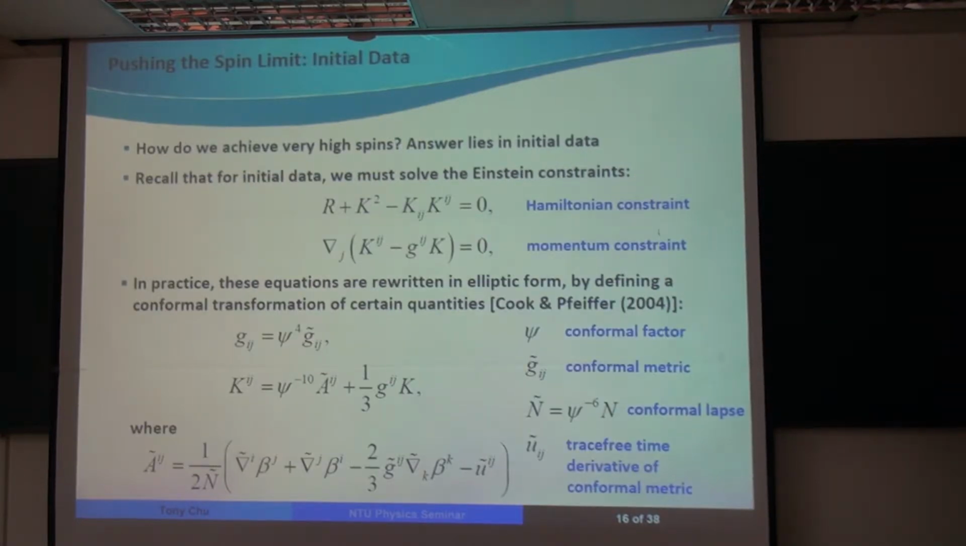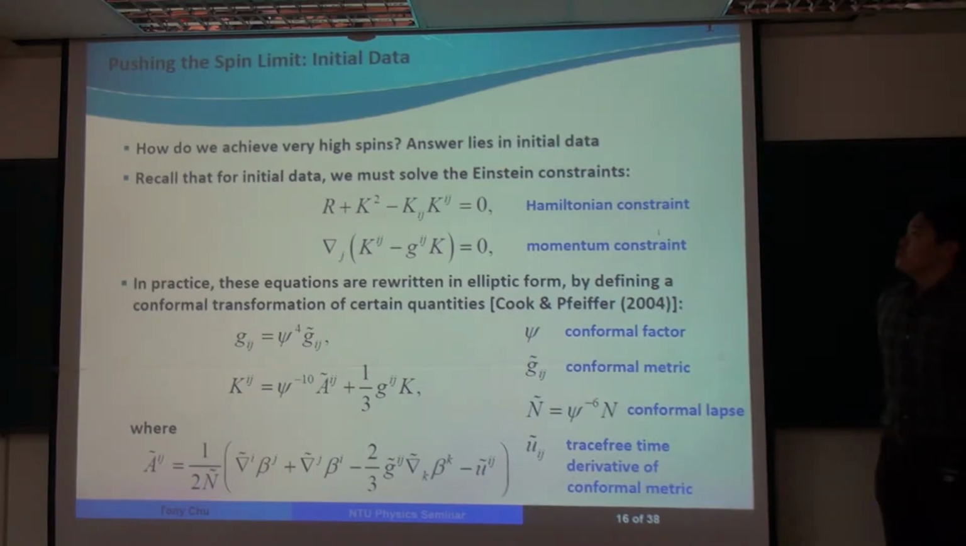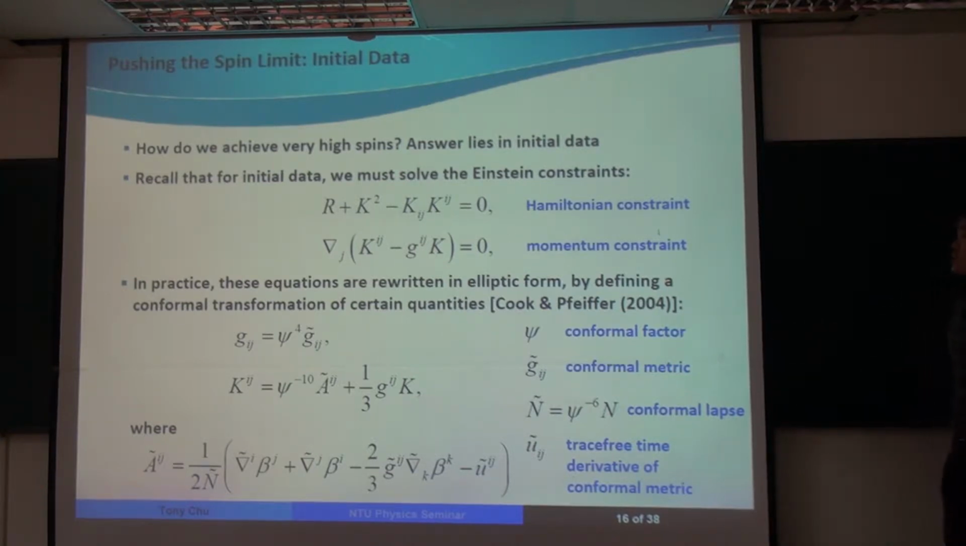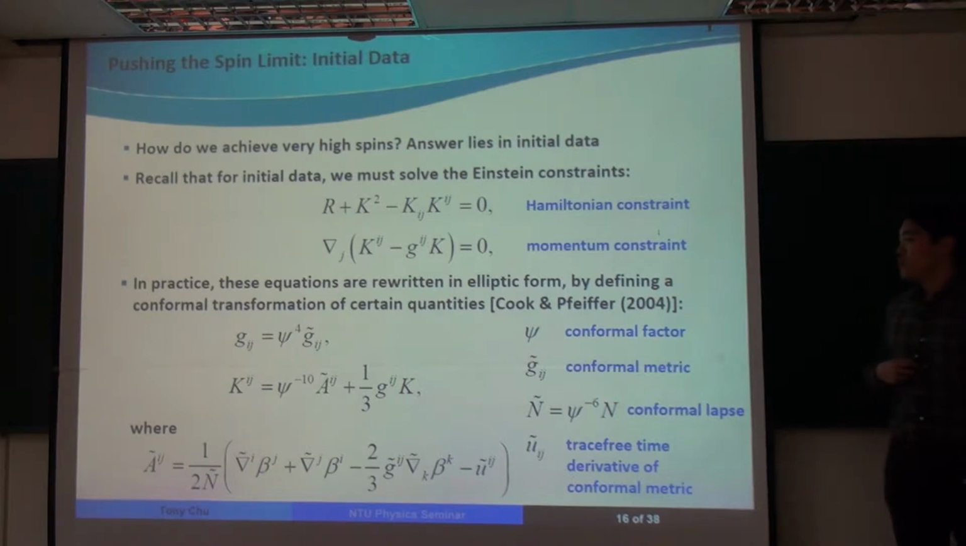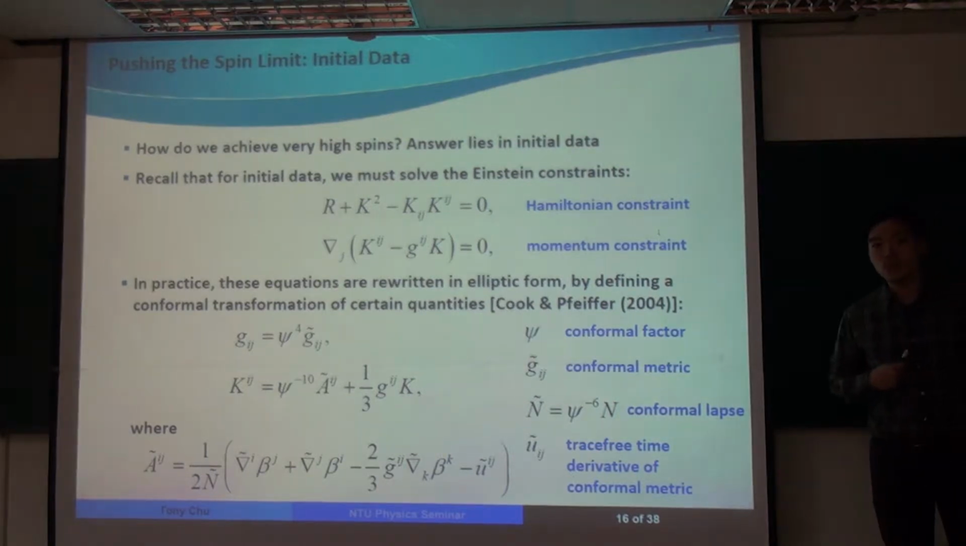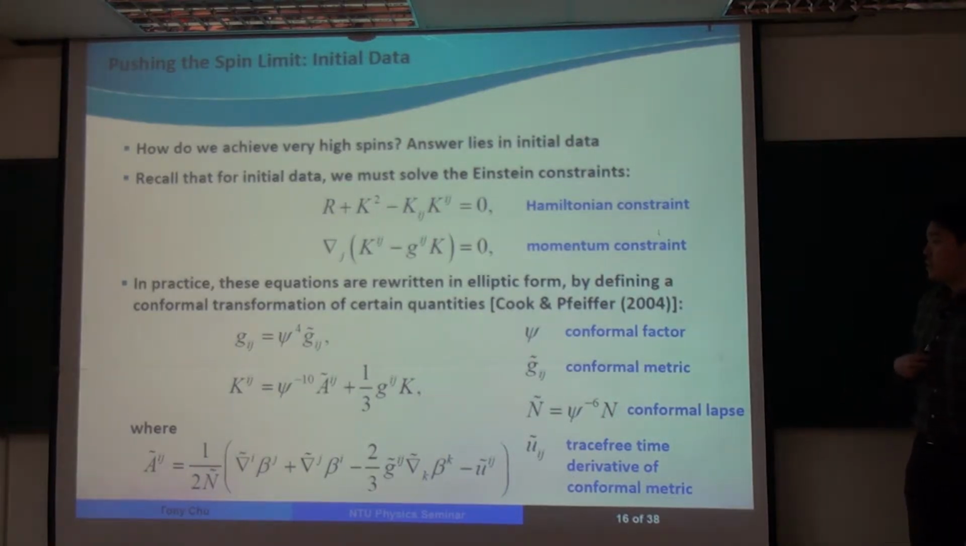So let me then just tell you how we do that. So I said the answer lies in how we construct initial data. And remember that for initial data, all we do is we solve the Einstein constraints on an initial hypersurface. And in practice, we don't actually solve the equations in this form, but we convert it into a form that's more easily adapted to numerical techniques.